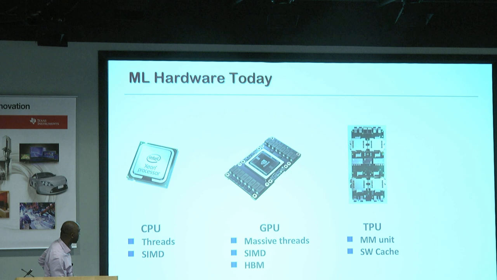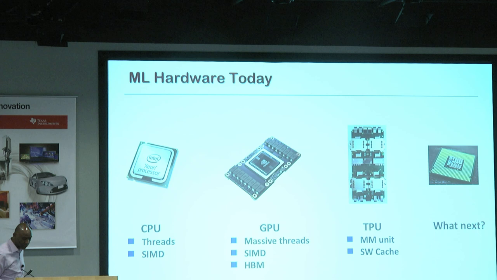And then TPU said, okay, matrix multiply is really important, so I'm going to make a big matrix multiply unit, and everything is going to be something that is going to be hit with my matrix multiply hammer, right? Now, of course, that doesn't always work, and so this has some limitations. So the question is, what's next, right? So what should we do next?